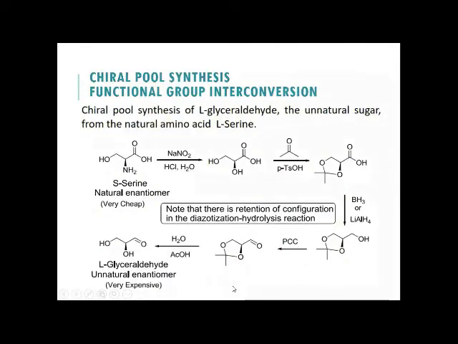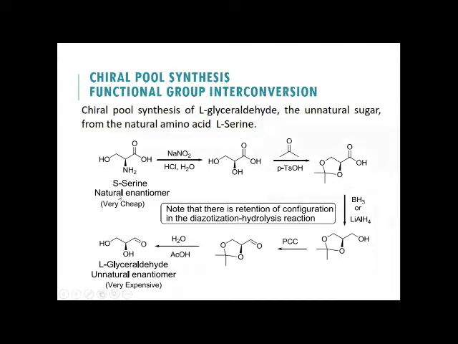Now let us see an example of how chiral pool synthesis occurs. First is functional group transformation. Our example is the synthesis of L-glyceraldehyde, an unnatural sugar, from the natural amino acid L-serine. L-serine is a hydroxy-containing amino acid. From L-serine, by using chiral pool synthesis, we can synthesize L-glyceraldehyde, which is considered an unnatural sugar.